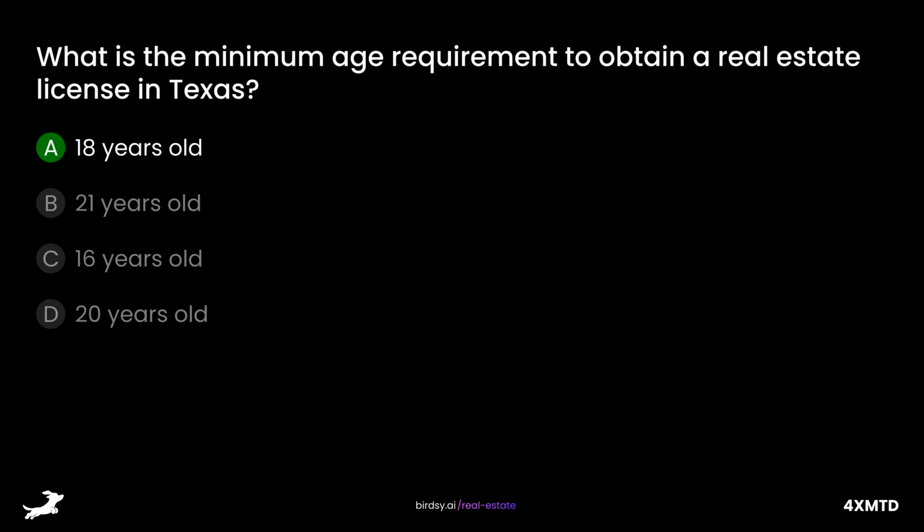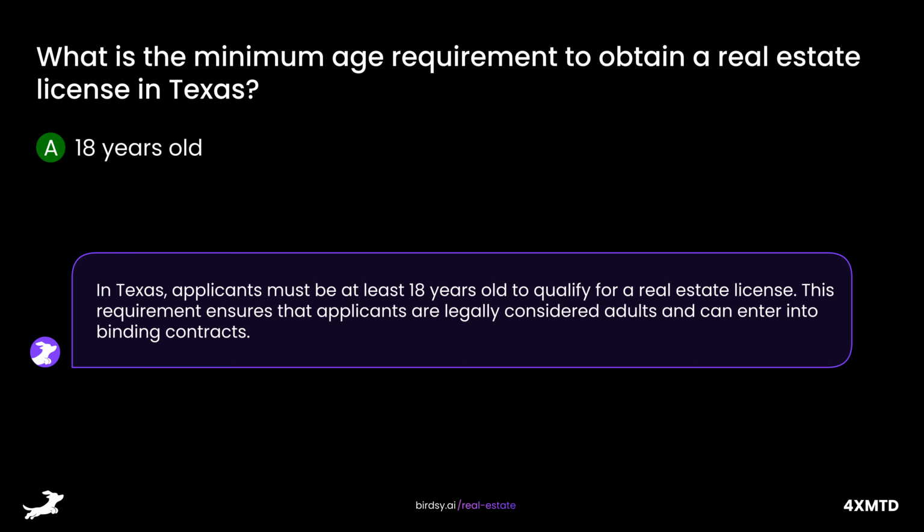The answer is A, 18 years old. In Texas, applicants must be at least 18 years old to qualify for a real estate license. This requirement ensures that applicants are legally considered adults and can enter into binding contracts.